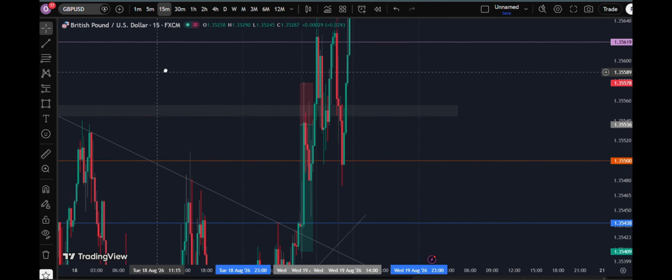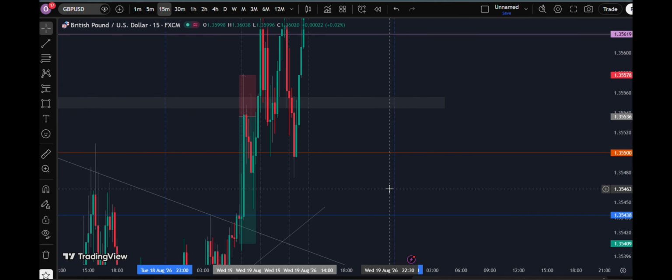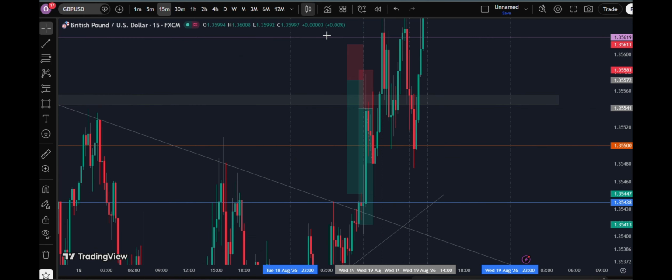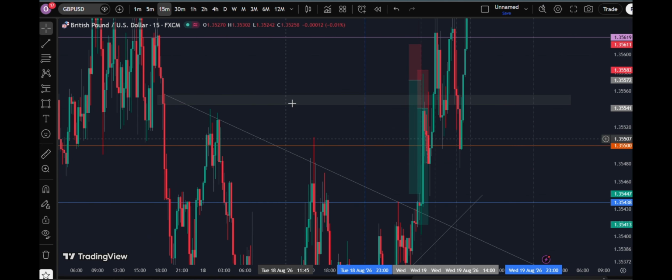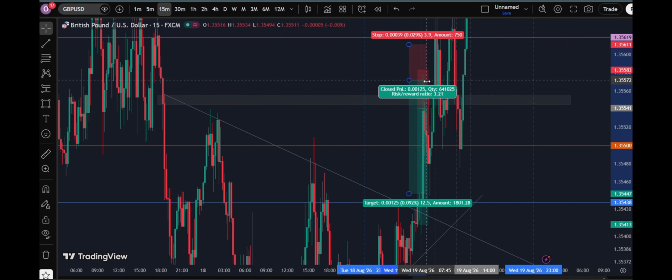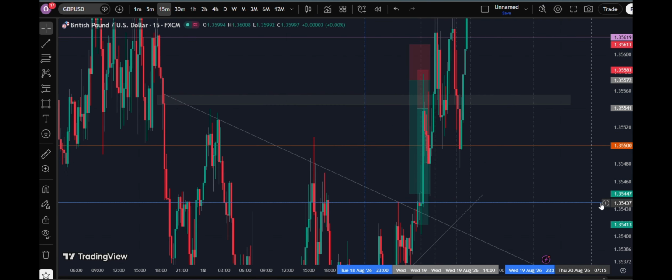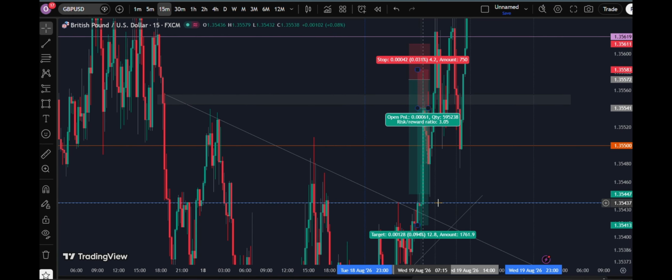So I took a short around there, going for 1:12. Right at 7 o'clock, I took 2 entries. One targeting this previous liquidity, and this one also, because of this high over here. I thought they would swing that high. So I took 2 entries over here, right at 7 o'clock. One targeting this level.